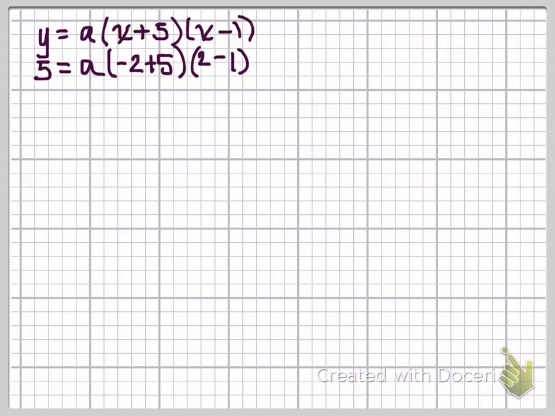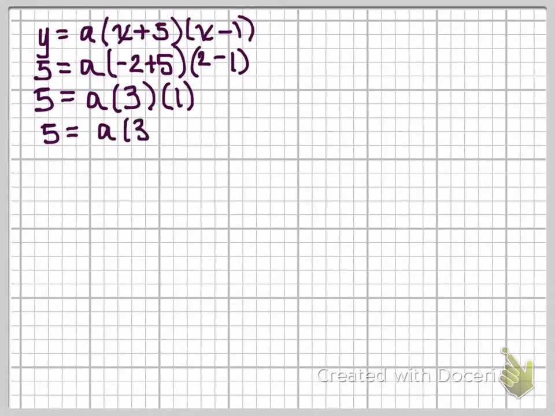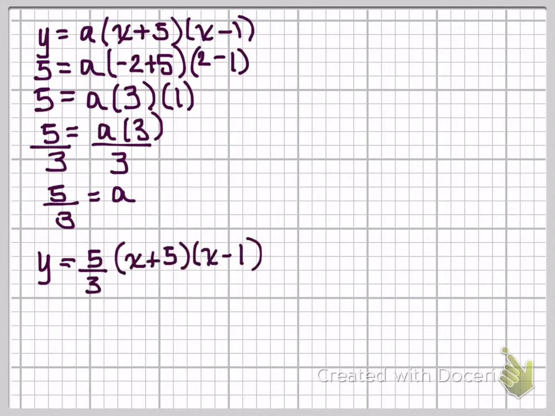So 5 equals a times (-2 plus 5) times (-2 minus 1). And this is a really nice form because it's easy to do those simple calculations inside those parentheses. So you get 5 equals a times 3 times -1. Divide both sides by 3 and you get 5/3 equals a. So this is a fraction or a mixed number, and that's what we want to put in front of our equation. y equals 5/3 times (x plus 5) times (x minus 1).